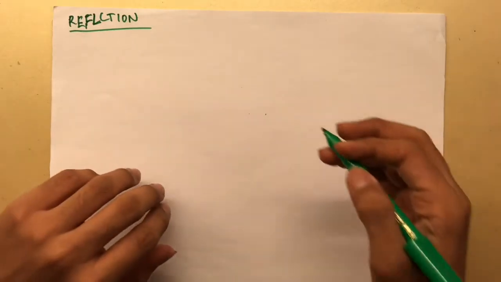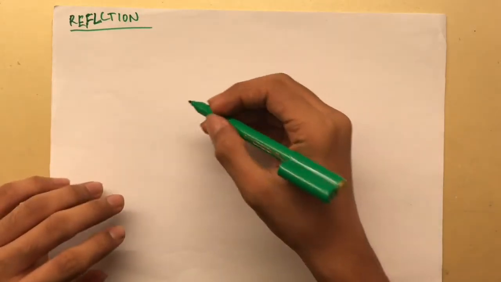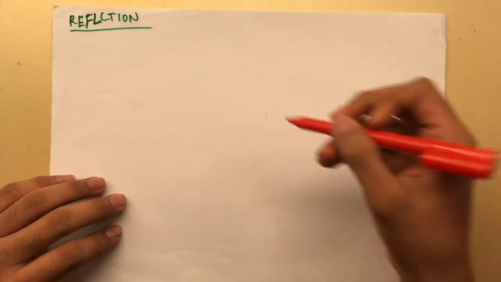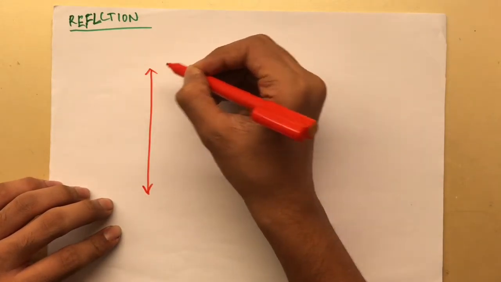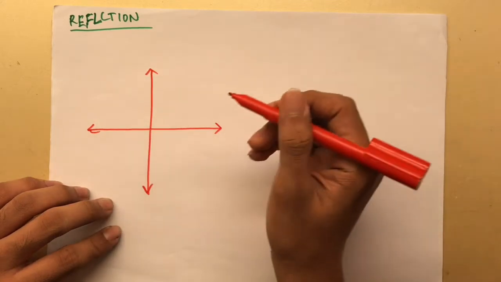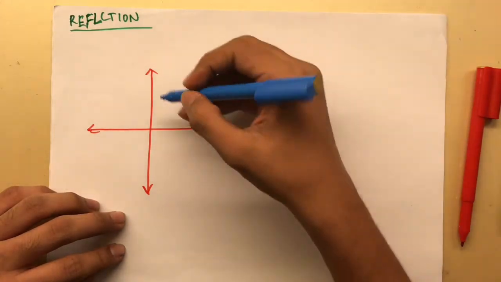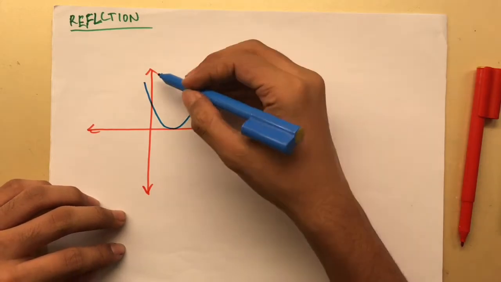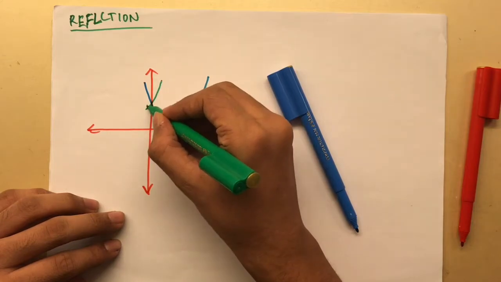The third transformation that we will be doing is a reflection. There are two kinds of reflection that we will need to know for the IB: one is a reflection in the y-axis, and the second is a reflection in the x-axis. Now for the reflection in the y-axis, let's say I have this function, and I want to reflect this along the y-axis. So the reflected version of it should look something like that, right?